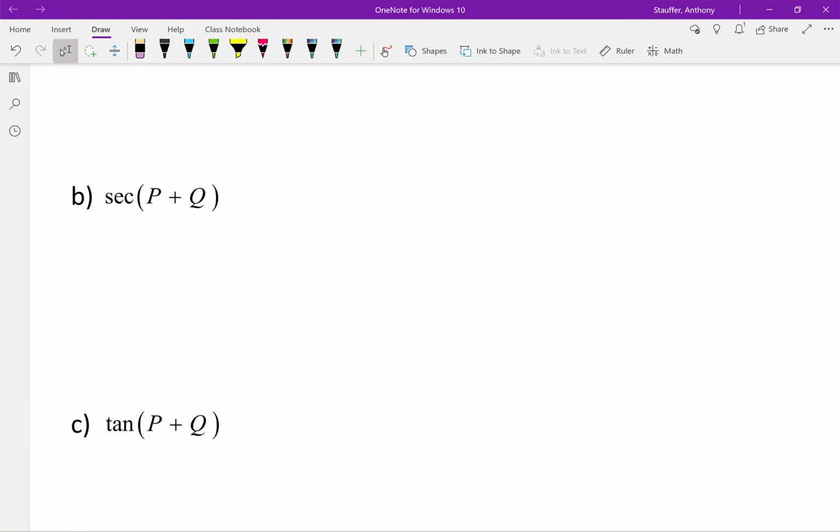So sec of p plus q. Now this one's going to throw you guys for a bit of a spin, because it's sec, but you don't have to worry, because remember that sec is just 1 over cos. So it's just going to be 1 over cos of p plus q. And then this is just going to give me 1 over cos p cos q minus sine p sine q.